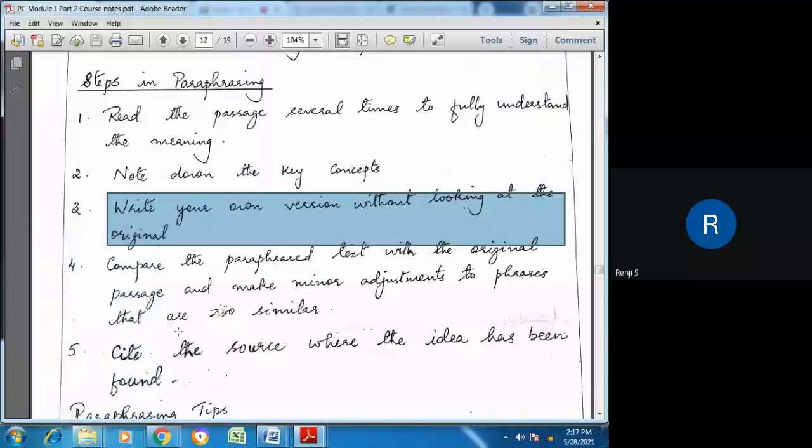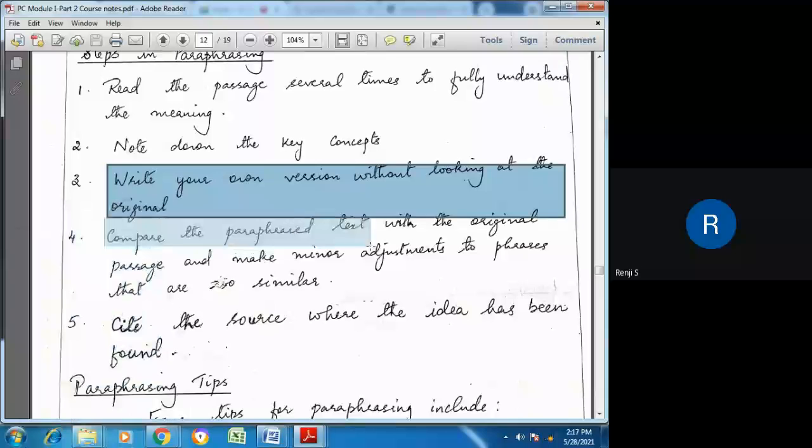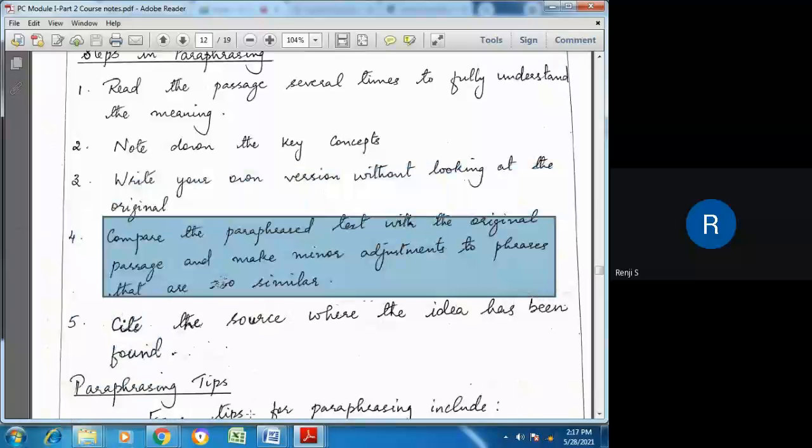Then, the fourth step is to compare the paraphrased text with the original passage. What you have written, you should compare it with the original one and make minor adjustments to phrases. There are certain sentences which you cannot change. So make a minor adjustment to those phrases that are similar. You might have copied some sentences as such from the original text, but you have to make minor changes so that they do not look similar.